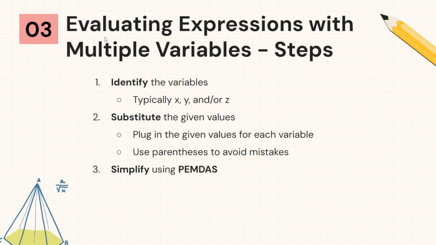Topic 3. Evaluating expressions with multiple variables. Steps. Step 1. Identify the variables, typically x, y, and or z. Step 2. Substitute the given values. Plug in the given values for each variable. Use parentheses to avoid mistakes. Step 3. Simplify using PEMDAS.